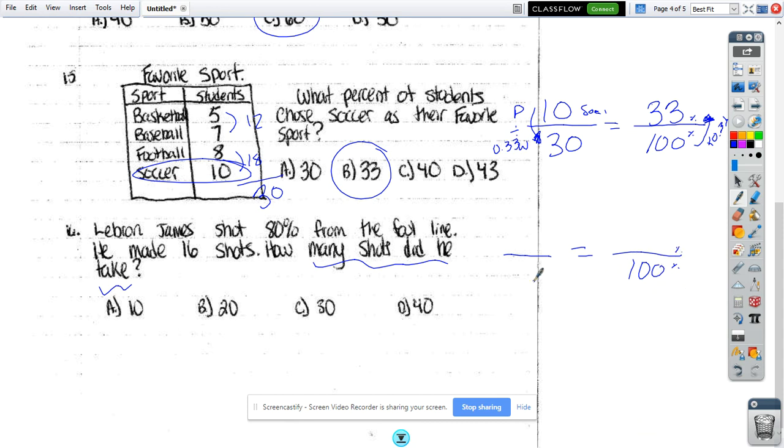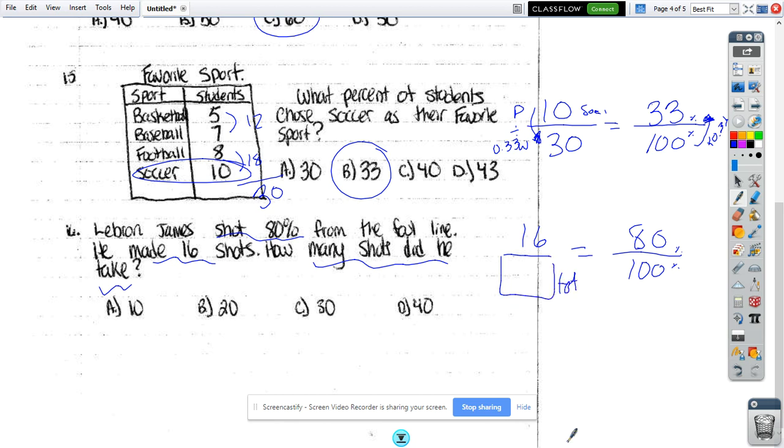So this is going to be, he shot 80% from the foul line. So that means he's making 80%. He made 16 shots. So these correspond. So that's going to be my part. It's not everything he did, just the ones he made. So that's 16, that's my part, and that's 80%. Then we're going to go and it says how many shots did he take total. So we don't know the total.